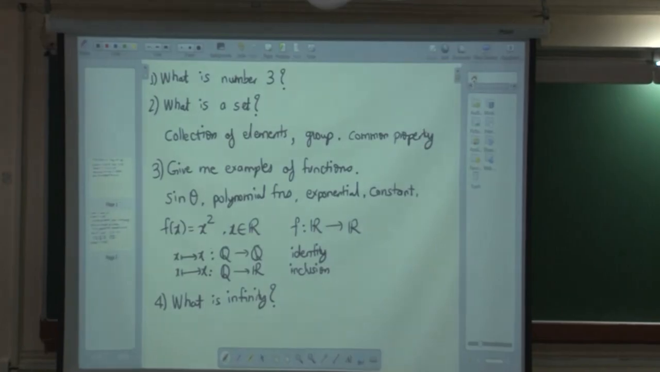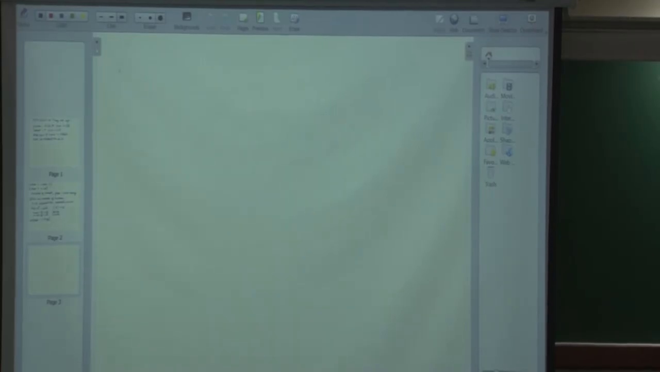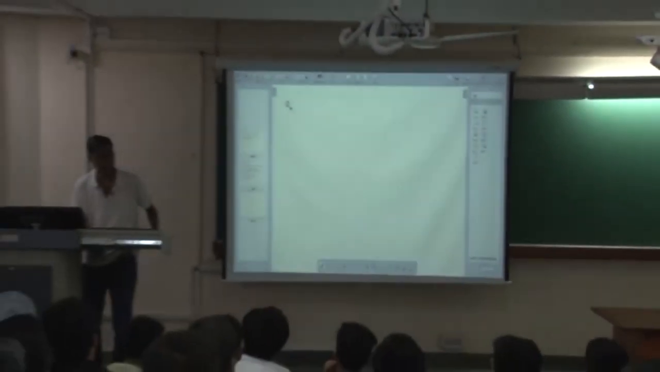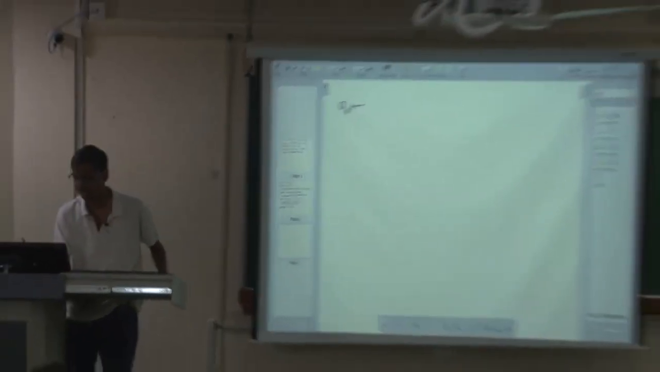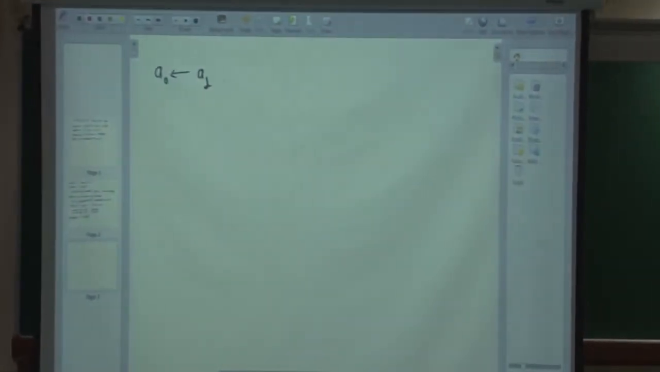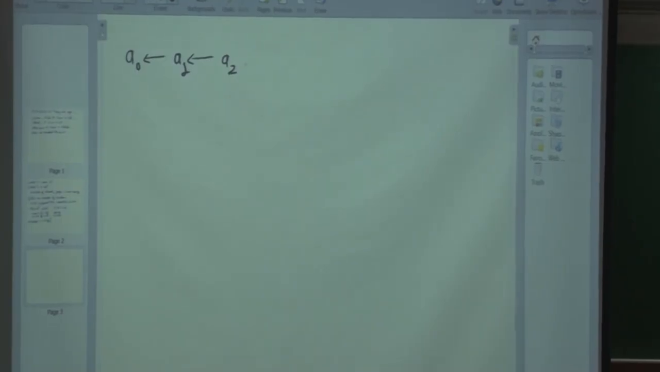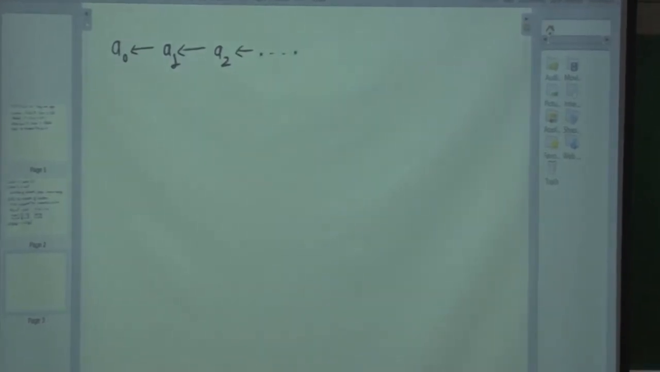Right? So I am going to add a page and say that, okay, suppose A0 is my reason. I need support for A0. So I can get it from A1. Support for A1, I can get it from A2. And then how far can I go? This is infinite regression.